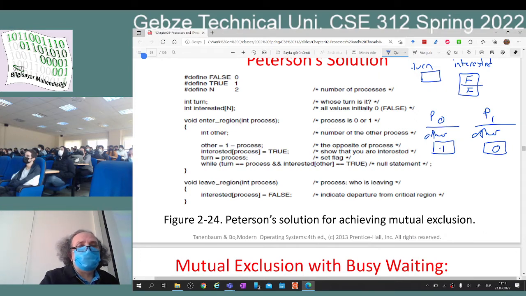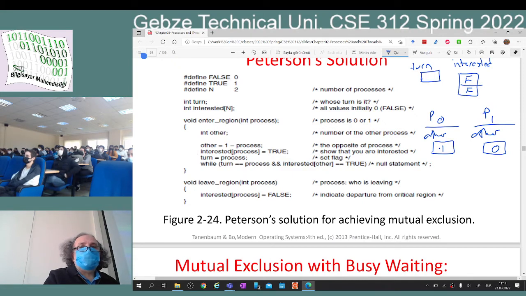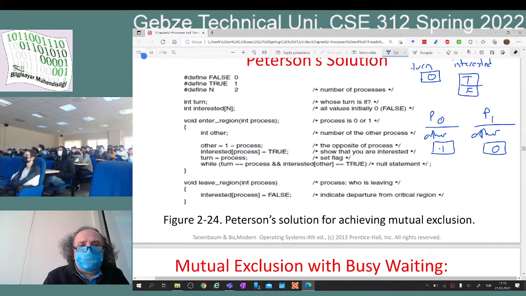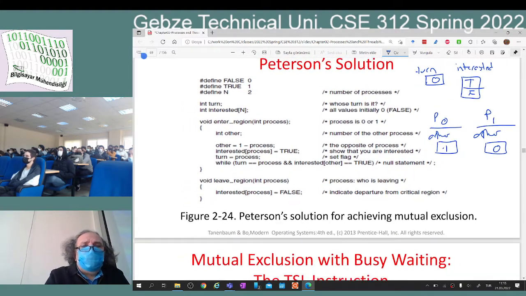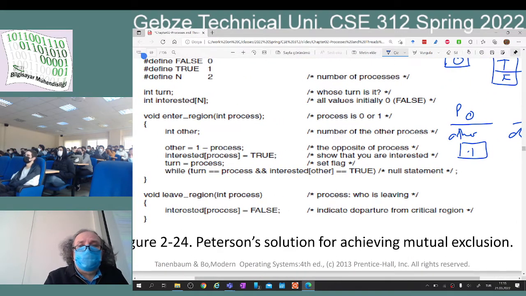And then when I am entering the critical region, I run this, and inside this interested array, if I am process number 0, I make this interested true. And I make this turn 0. So I am interested in entering the critical region, and I made turn 0. And I am running this weird looking while loop, an infinite loop. It says that if turn is equal to process, well, I just made turn 0 and the process number is 0 if I am P0, and if interested other is true, then run in an infinite loop.